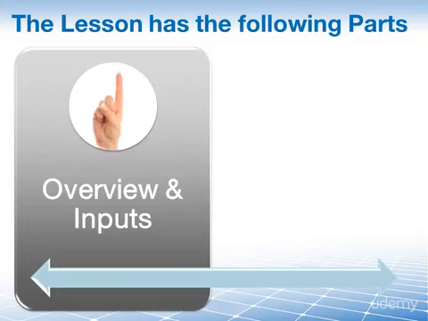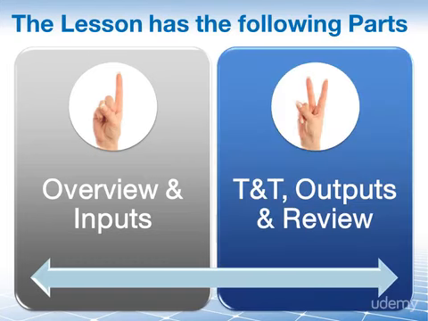In the first part, we looked at the overview and we saw all the inputs, and in particular why we need them here and what some examples are of our enterprise environmental factors and organizational process assets. Now, in part 2, we're moving on. Tools and techniques, outputs, and a review at the end are going to be our focus.